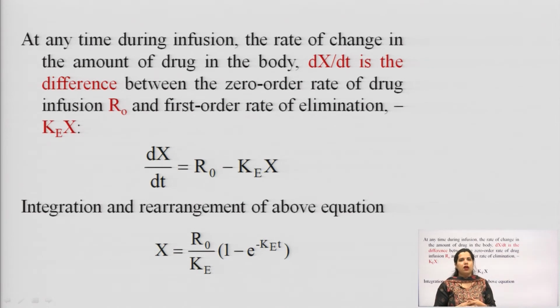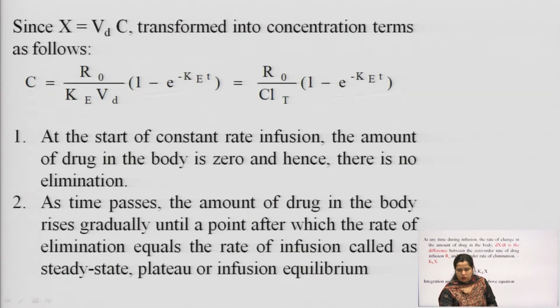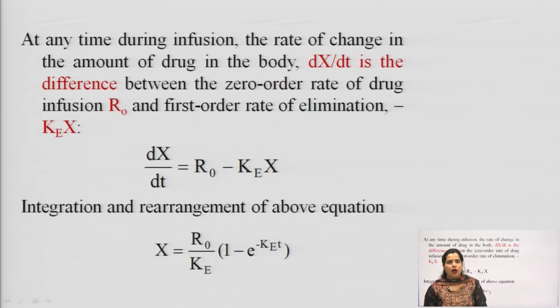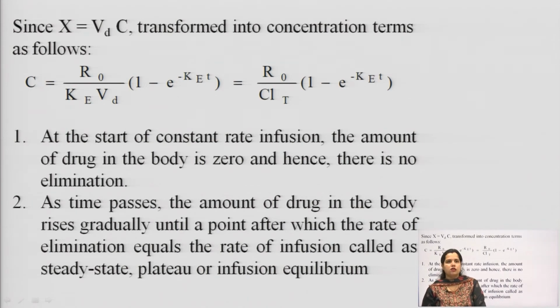If we integrate and rearrange the above equation, we will get x is equal to R0 by ke, 1 minus e to the power minus ket. By solving this and taking x is equal to Vd times C, where Vd is the apparent volume of distribution and C is the plasma concentration of drug, we replace x with C and find the formula C is equal to R0 by ke Vd, 1 minus, and by simplification, R0 by CLT (clearance), 1 minus e to the power minus ket.